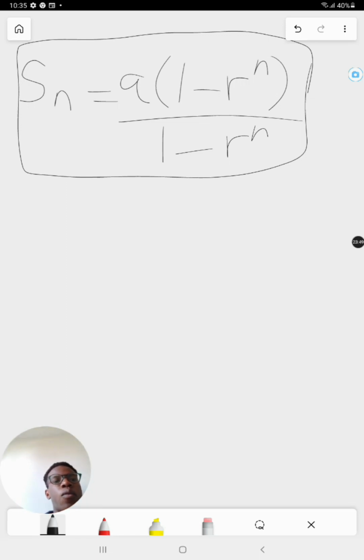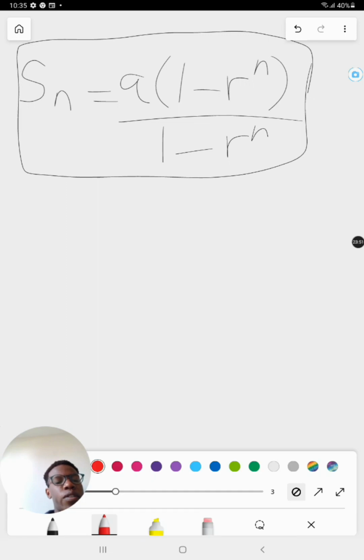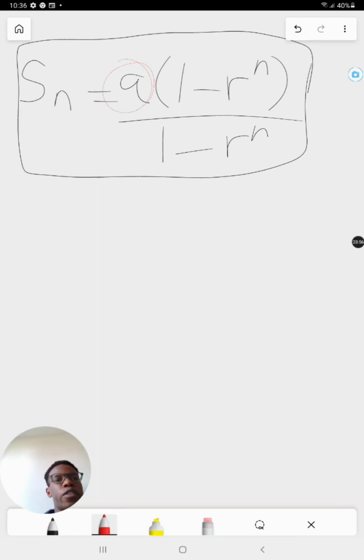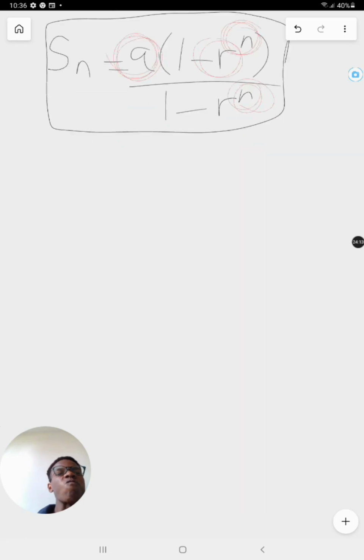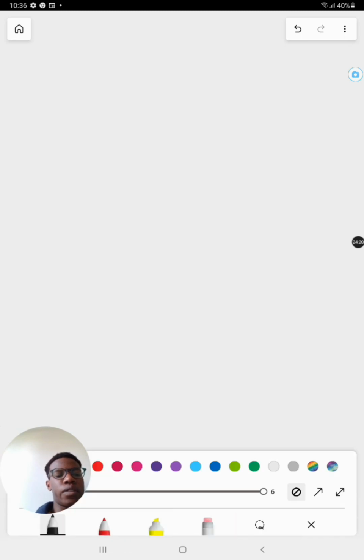Now, remember what the different terms or variables in this equation are. A is the first term, r is the common ratio, n is the position of the term that you're looking at. Okay, nothing changes. You are familiar with this. So now let's add the terms in our series.